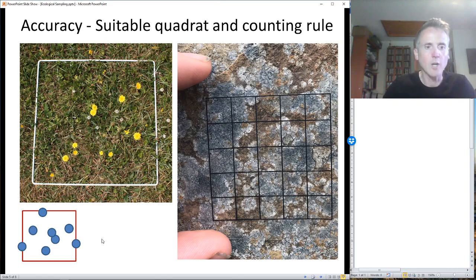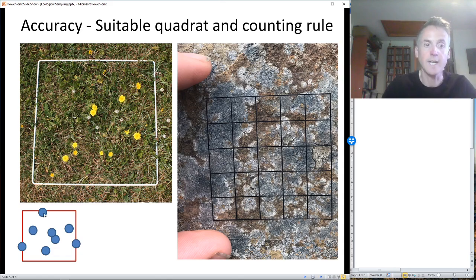What I can't do is think, is this one more than half in or not? Because that would require a lot of judgment, and I want to do it quickly. I want a fast measure so I can get more repeats. So we just have a blanket rule called the top left rule. If it touches the top or left, you count it. If it touches the bottom or right, you don't count it.